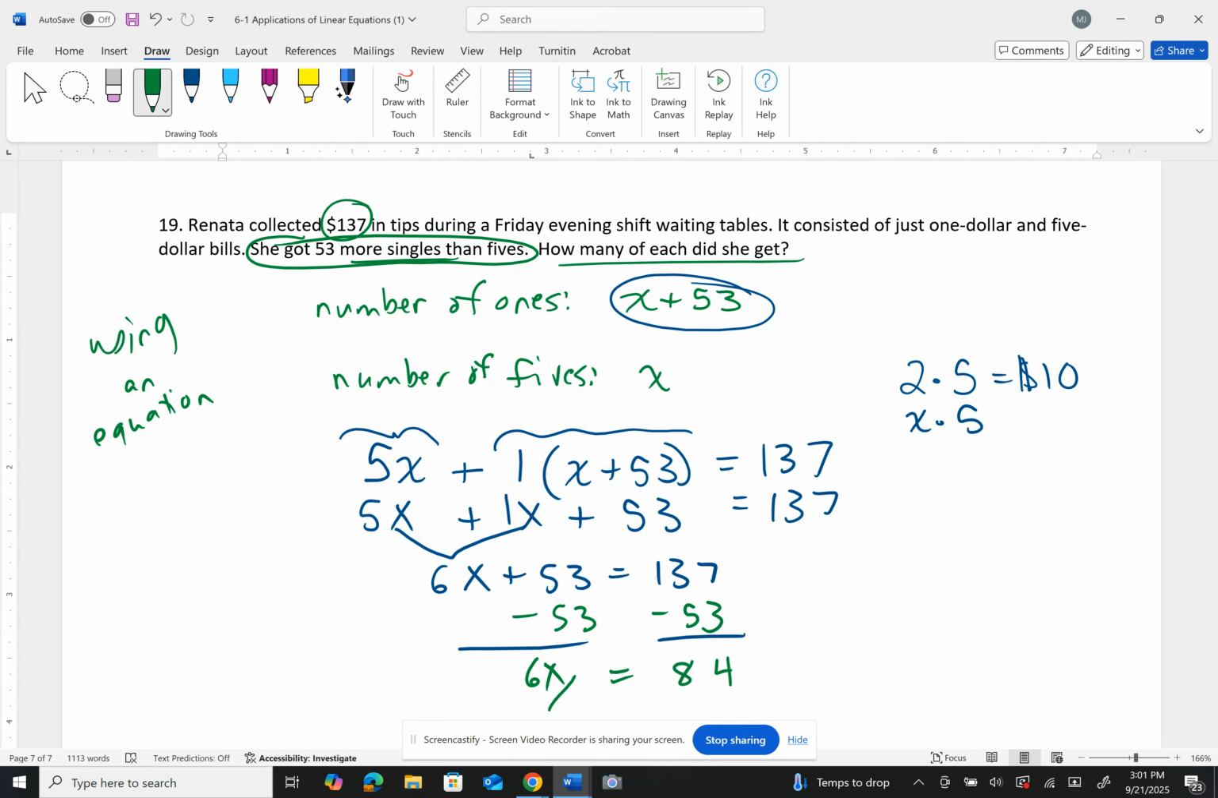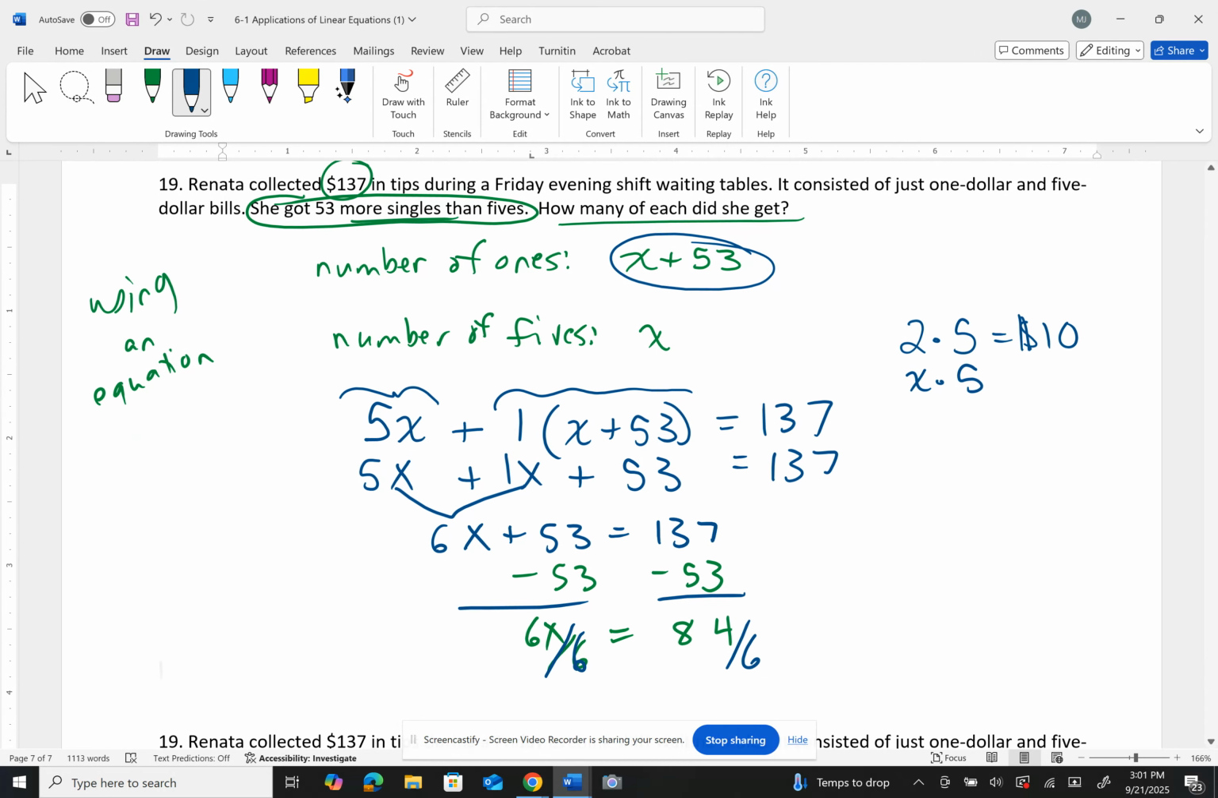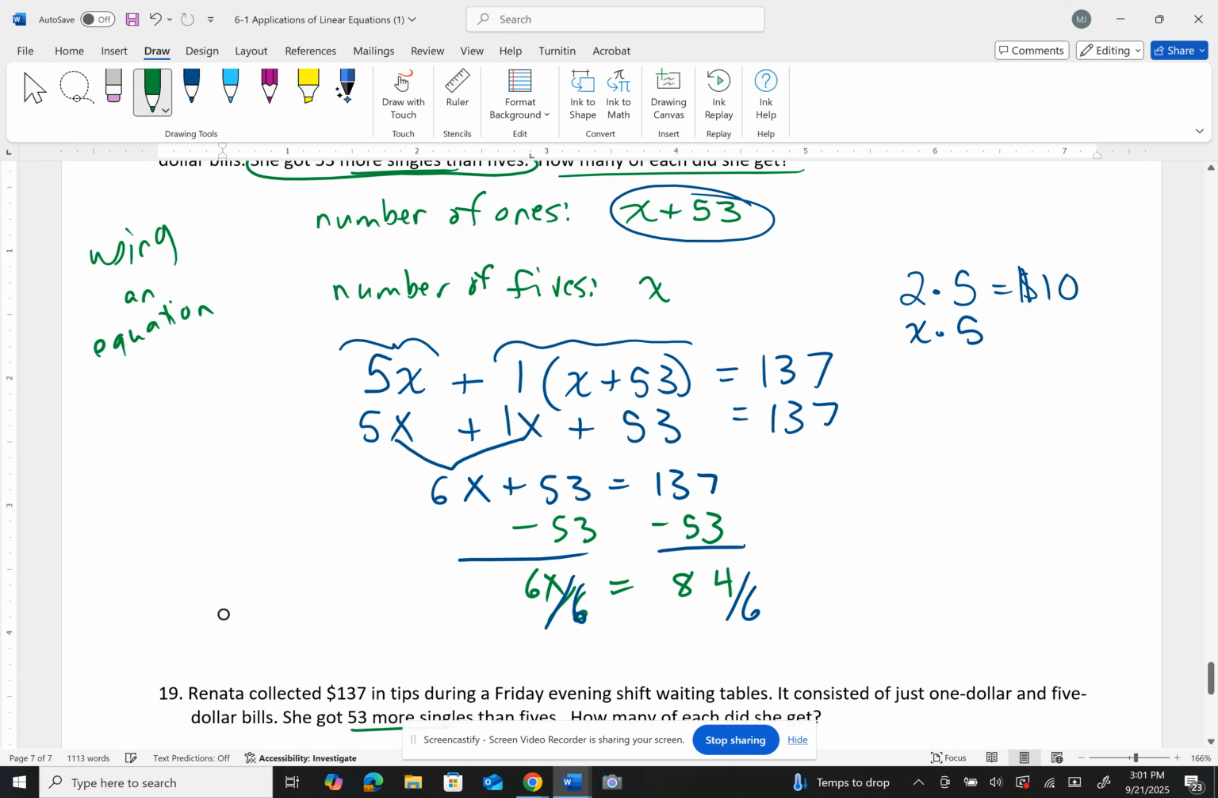And then I need to get rid of the 6, so I'm going to divide by 6. And if I do that to one side, I have to do that to the other. And so X turns out to be 6 into 84, which would be 14. And then be careful and make sure you know what that 14 really represents. That's why it's kind of important that you do the setup part. A lot of students don't like to do that writing there, but it really helps you know.